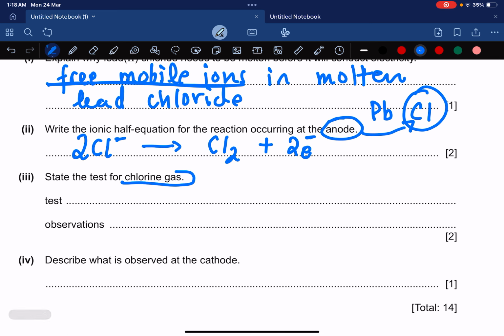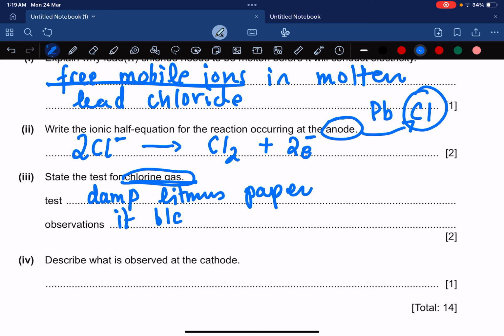Chlorine is a strong bleaching agent, so the test is basically you take a damp litmus paper, and because it's a strong bleaching agent, the observation is going to be it bleaches, or turns white. Bleach means that the color fades away, so it turns white. That's going to be your observation because chlorine is a strong bleaching agent.